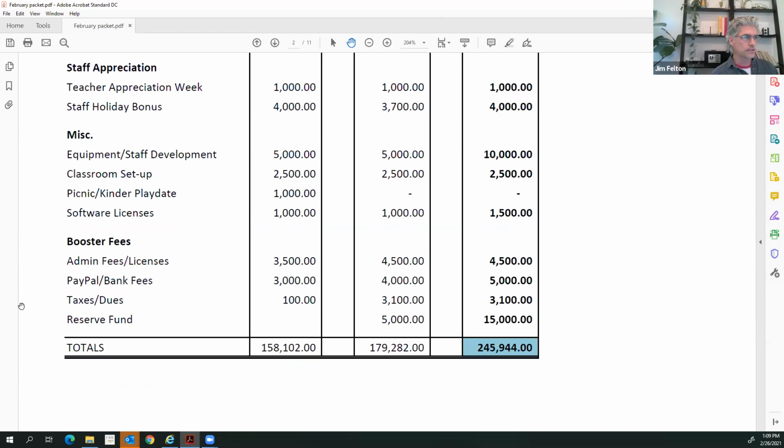And then booster fees mainly staying the same, except trying to maintain a larger reserve fund, just because obviously going back to school with COVID-friendly practices may involve some unforeseen items. So we just wanted to make sure we had those reserves to be able to cover anything that came up. And with that, I think I'm ready to just open it up to any questions anyone has.